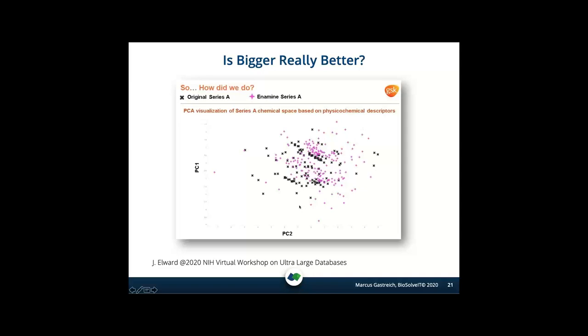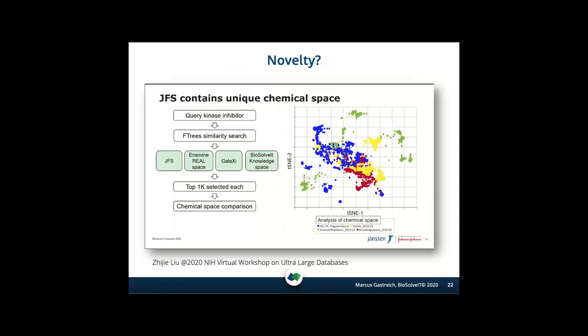Another indicator is when you make these spaces bigger, and when you even add other spaces, the overlap of spaces is, that's also something that we saw in a recent paper that Boehringer Ingelheim have written up.